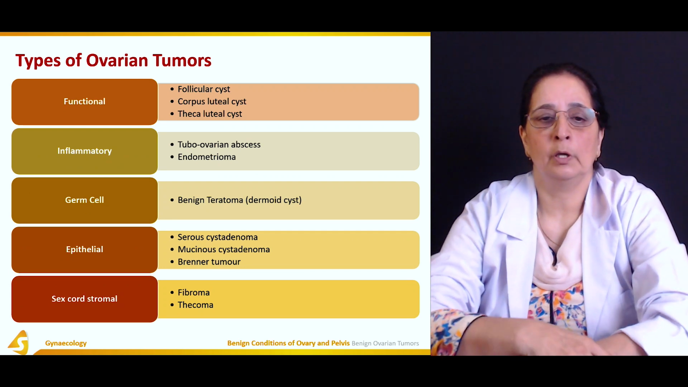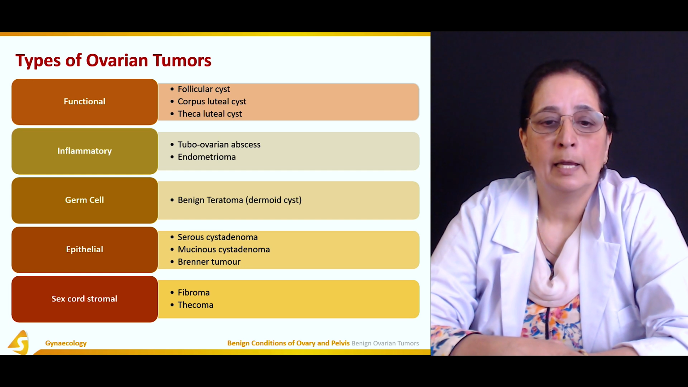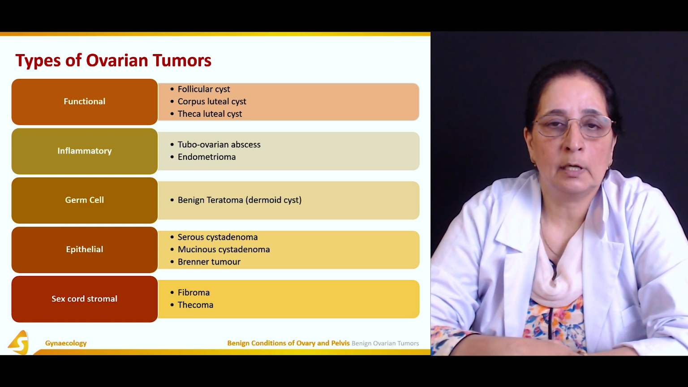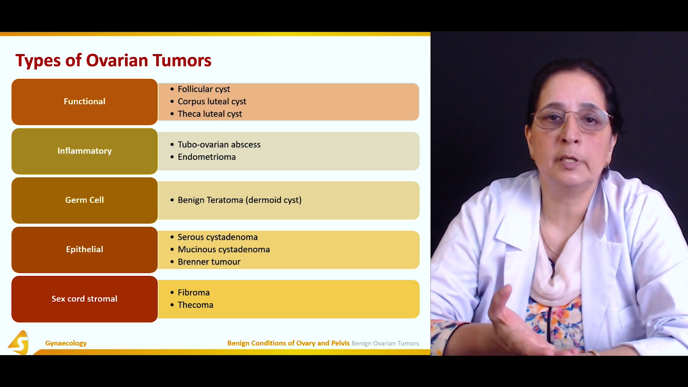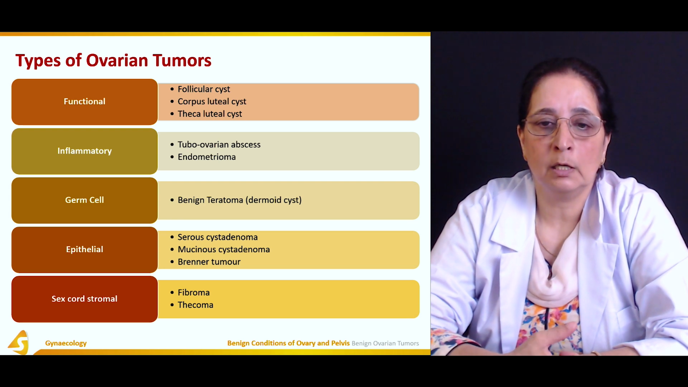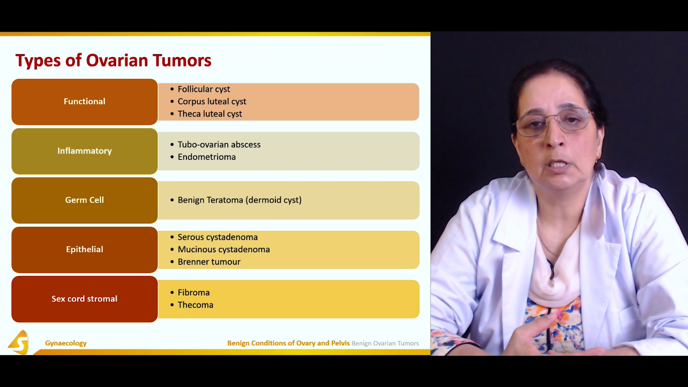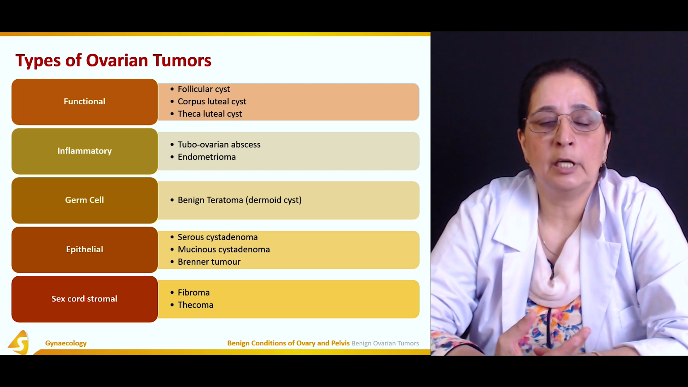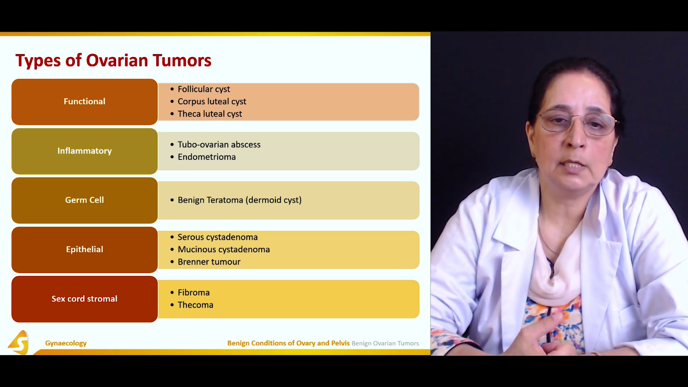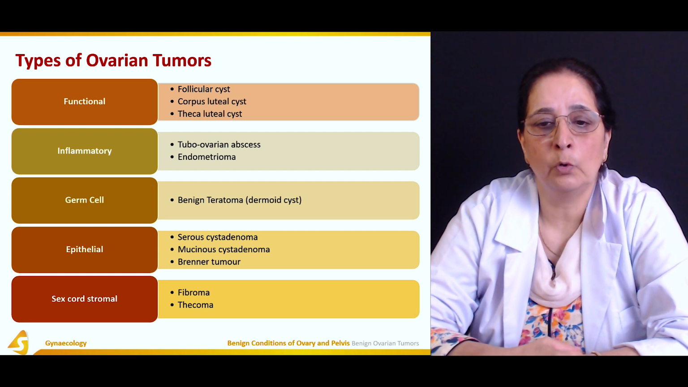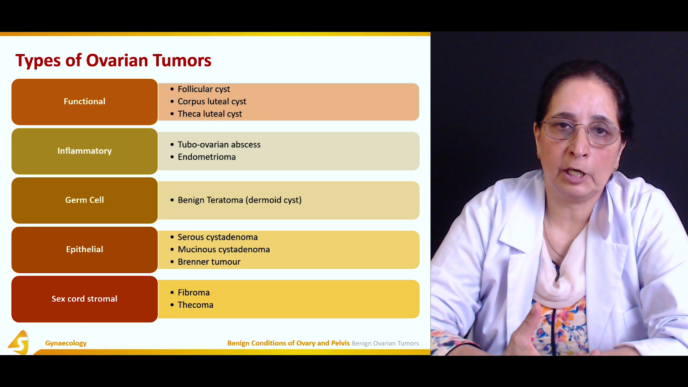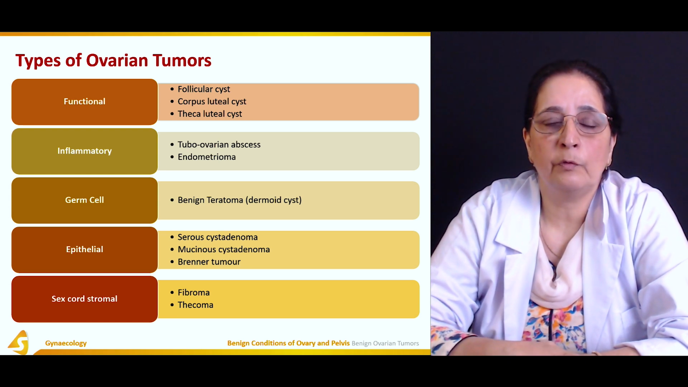Now, the different types of ovarian tumor. We have functional, inflammatory, germ cell, epithelial, and sex cord stromal. These are the 5 different types of ovarian tumor, which are further subdivided. Functional ovarian tumor is divided into follicular, corpus luteal, and theca luteal cyst. Then inflammatory ovarian tumors are divided into tubo-ovarian abscess and endometrioma. Whenever there is inflammation or infection, an abscess is present, so tubo-ovarian abscess.